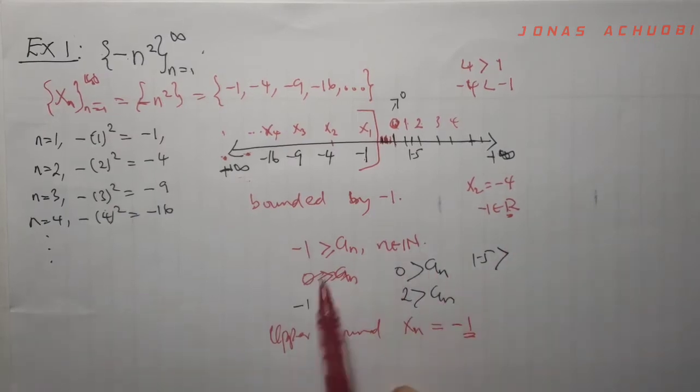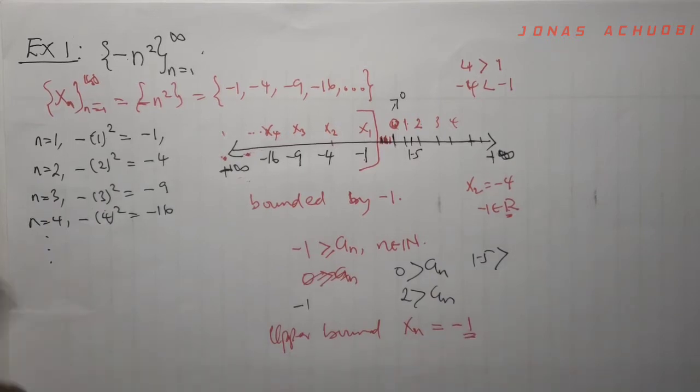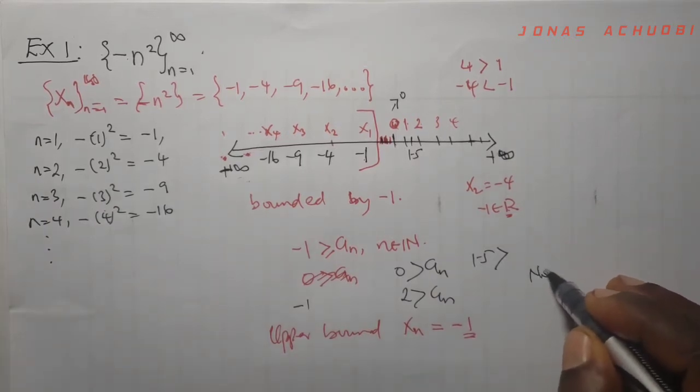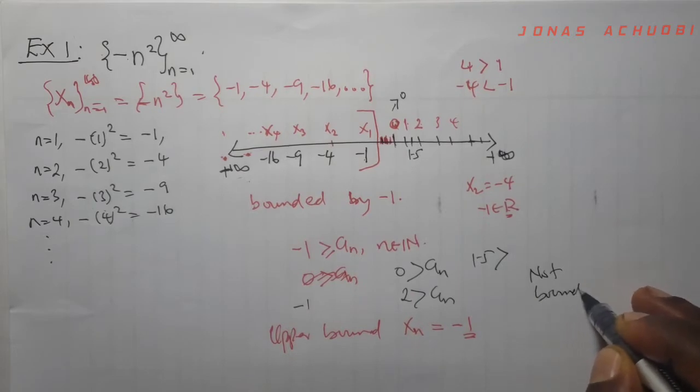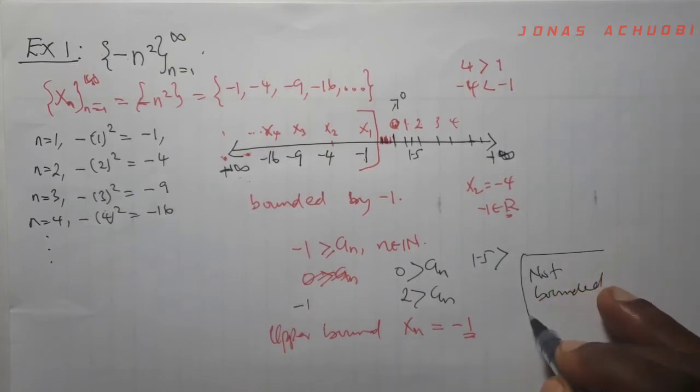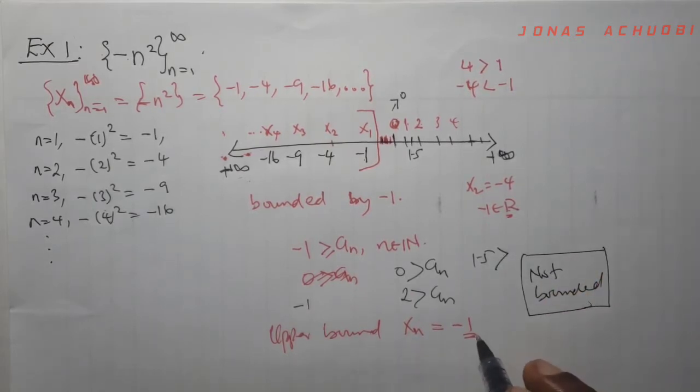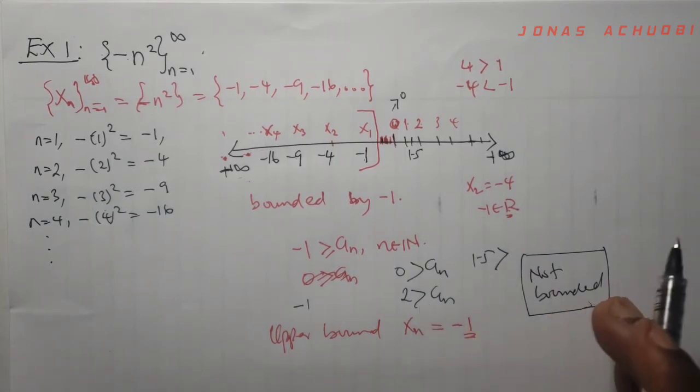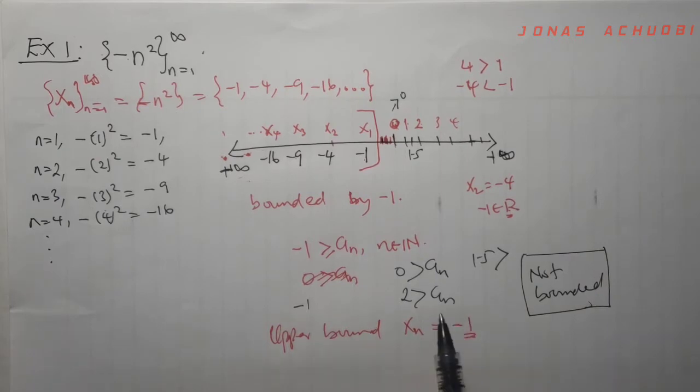Now, since this sequence xn is bounded above and not bounded below, the sequence xn is said to be not bounded. Because for a sequence to be bounded, it has to be bounded above and bounded below. So in this case, our sequence is bounded only above, but not below. Hence, the sequence is not bounded.